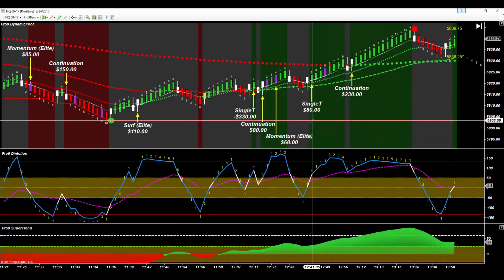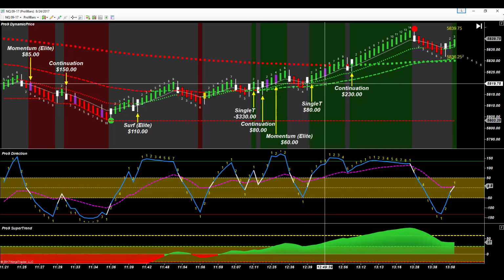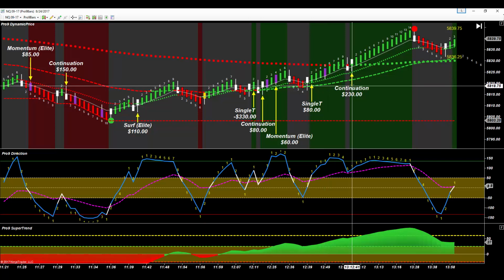Then we have a single T long. This one just hits profit target. We avoid this momentum trade because it is heading into the 200 and we don't have enough space before we hit our profit target. Then we have a continuation long, a nice 14 bar run.